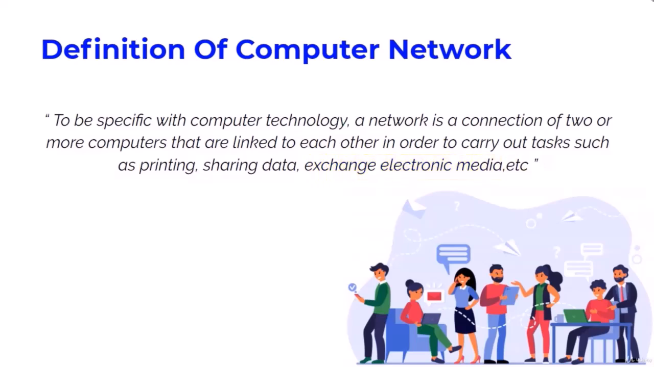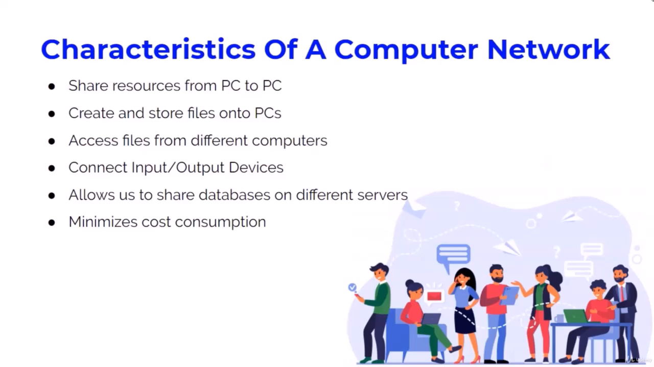So, what are the characteristics of a computer network? Well, the major advantage of a computer network is sharing of resources from one device to another device. Then, we can also create and store files onto different PCs located in the network. We can access files from different computers. We can connect input-output devices to a computer. It allows us to share databases on different servers, and it also minimizes cost consumption. There are many types of networks such as local area network, wide area network, metropolitan area network, and many more.